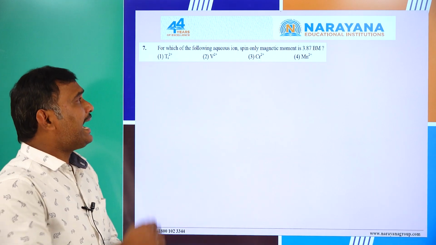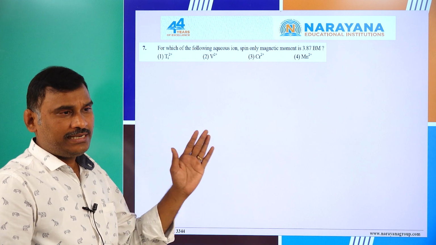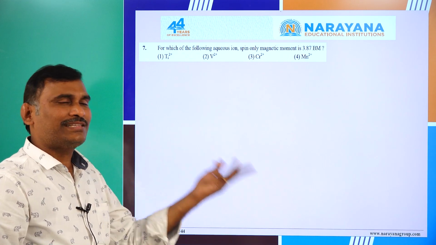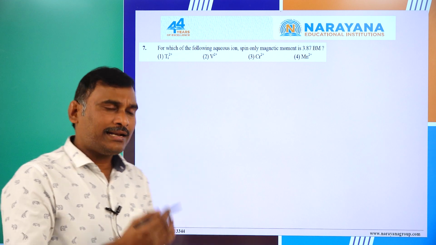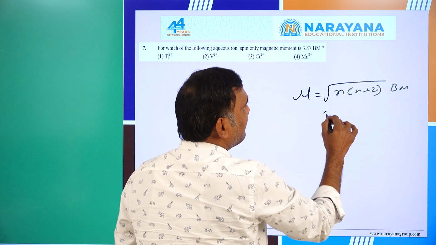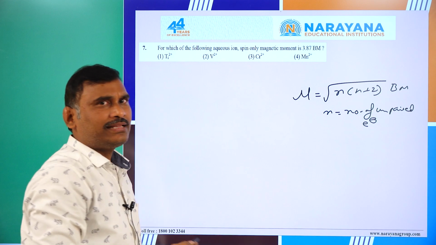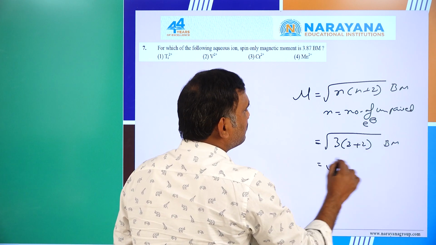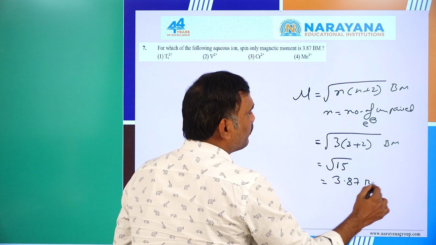For which of the following aqueous ions is the spin-only magnetic moment 3.87 Bohr magneton? Again, the question is from the coordination compounds lesson. I think you can say this question is from coordination compounds as well as the d and f block, because both have the same magnetic moment. That's why it is a magnetic moment formula based question. Already you know the magnetic moment formula: square root of n(n+2) Bohr magneton, where n is the number of unpaired electrons. Whenever the number of unpaired electrons is 3, it becomes 3 into 3 plus 2, that is root 15 Bohr magneton. Root 16 is equal to 4, friends, and root 15 is nearly 3 point something, let us say 3.87 Bohr magneton.